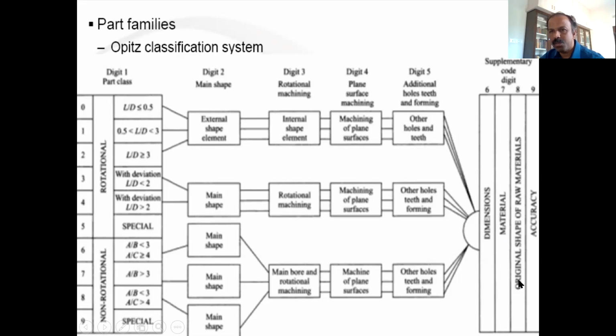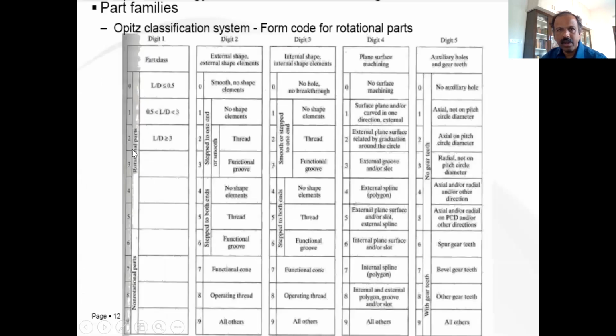And the eighth position, or the eighth digit, is the original shape of the raw material, and the ninth one is the accuracy. So now in the exam you will be writing only this, and explanation is required for the first digit only, right? And continuing with this, now, much more complication, I will try to give it to you. The first digit you already understood in the previous slide.